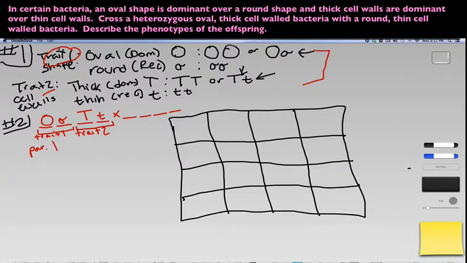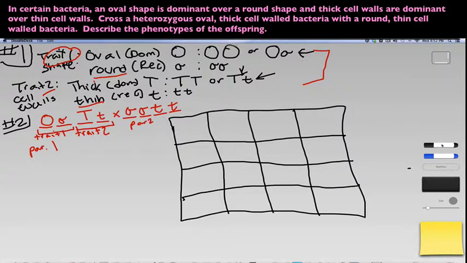Well, if we look over here, there's only one way to be round, and that's two little o's, and there's only one way to be thin-walled, and that's two little t's. So they didn't even have to tell us homozygous, heterozygous. They just said round and thin, and we know that those are both the recessive traits, so we know what parent 2 is. Okay, so that's step number 2.